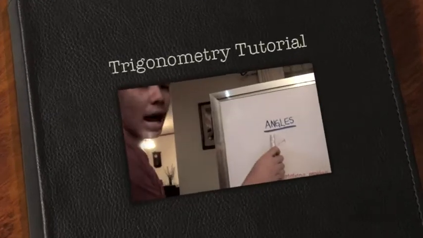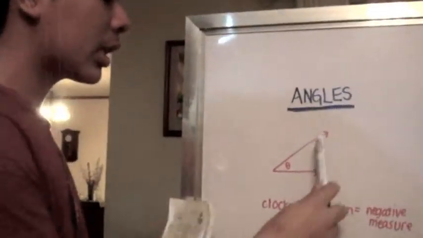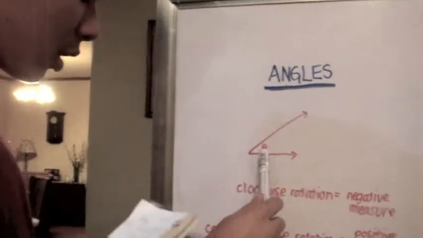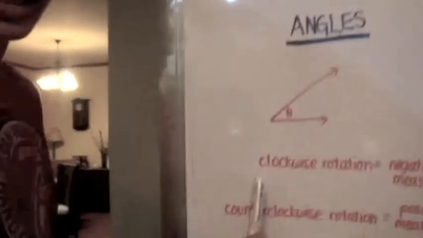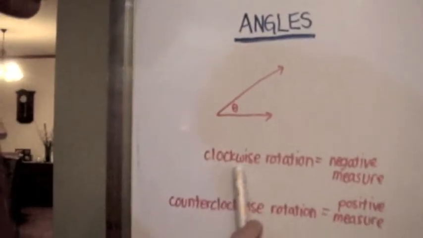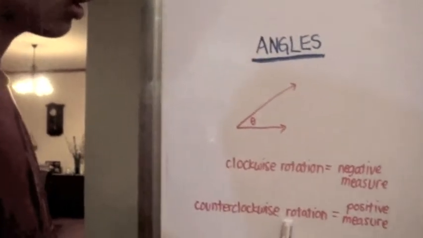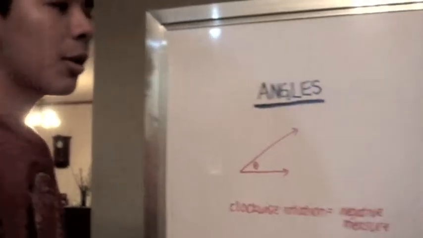Now we're going to learn angles. An angle consists of two rays or line segments with a common endpoint called vertex. As you can see here, clockwise rotation has a negative measure, while counterclockwise rotation has a positive measure. Now, let's go to the example.